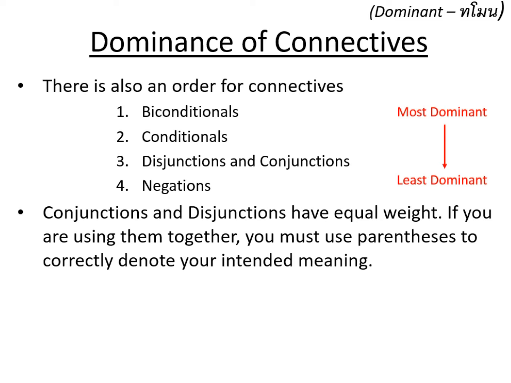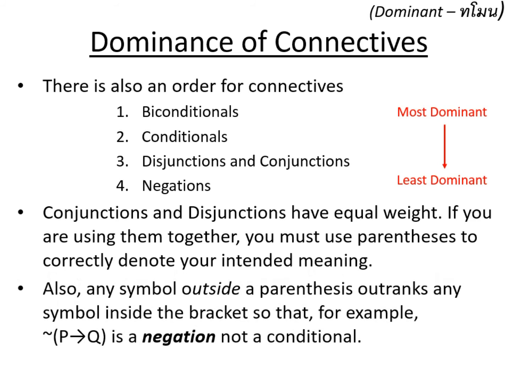Conjunctions and disjunctions have equal logical weight, so if you are using them together, then you must use parentheses to correctly denote your meaning. And then any symbol outside a parenthesis outranks any symbol inside the parentheses. So for example, not (P conditional Q) is a negation because the conditional is inside the brackets and the negation is outside the brackets. So the conditional is made less dominant because it is inside those brackets.